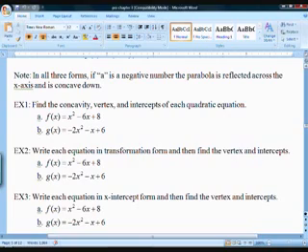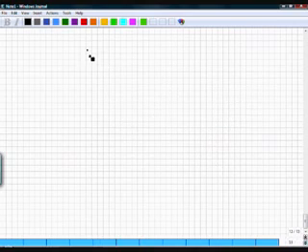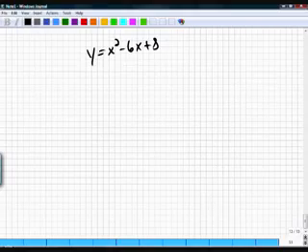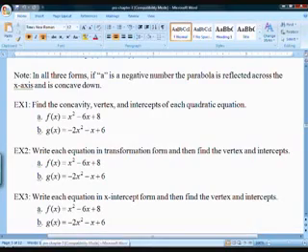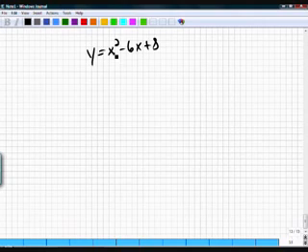Example 1, find the concavity, vertex, and intercepts of each quadratic equation. Doesn't say how. So y equals x squared minus 6x plus 8. Says find concavity. Let's do that first. Ax squared, is it positive or negative? So it's going to be concave up.